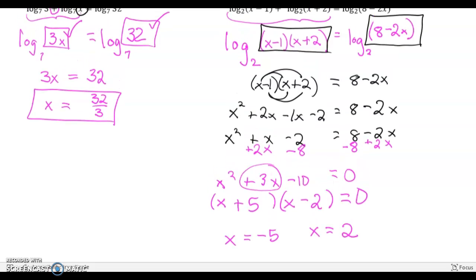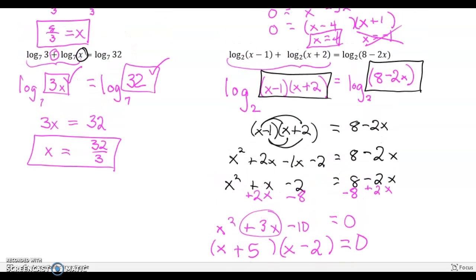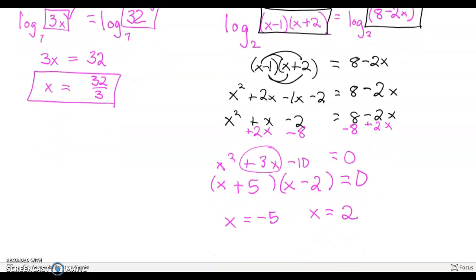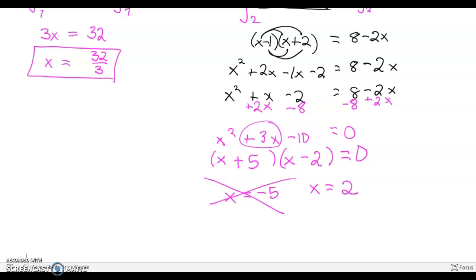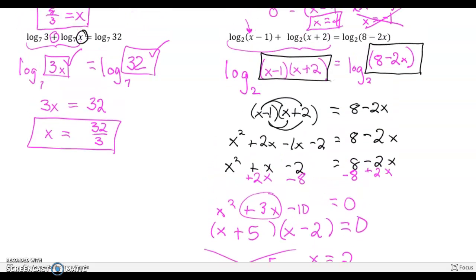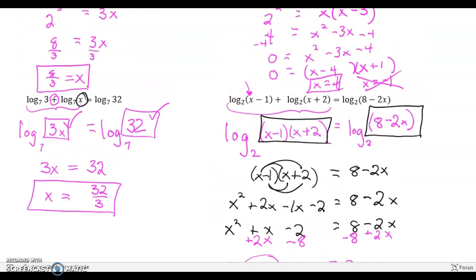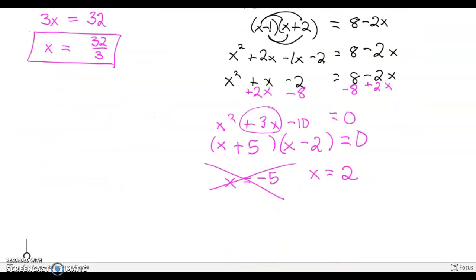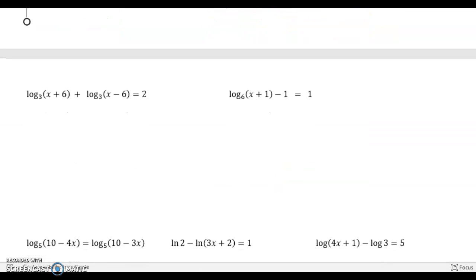Let me go back to my original problem. If I were to plug negative 5 in, I would have log base 2 of negative 6. Unacceptable. That's an extraneous solution. If I plug 2 in for x, 2 minus 1 is positive, 2 plus 2 is positive, 8 minus 2 times 2 is positive. 2 should be fine. All right, let's check out another one.